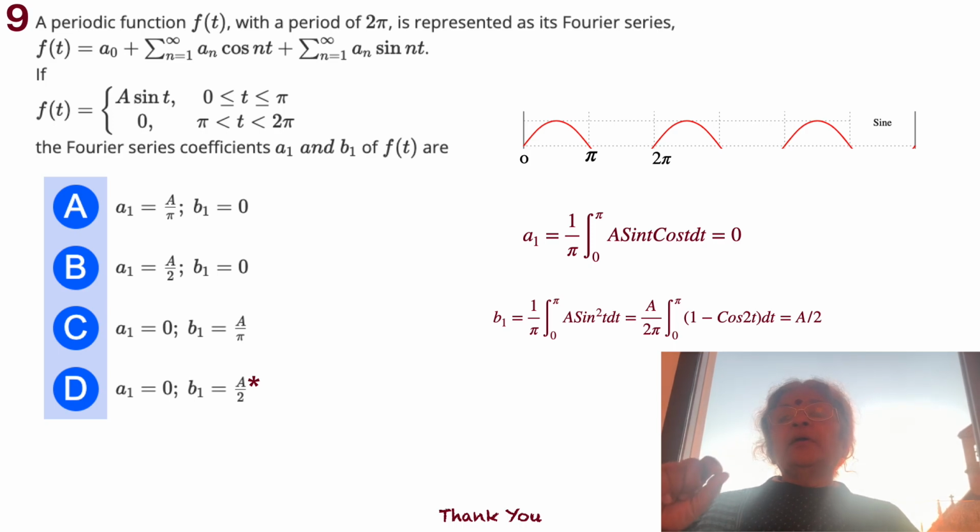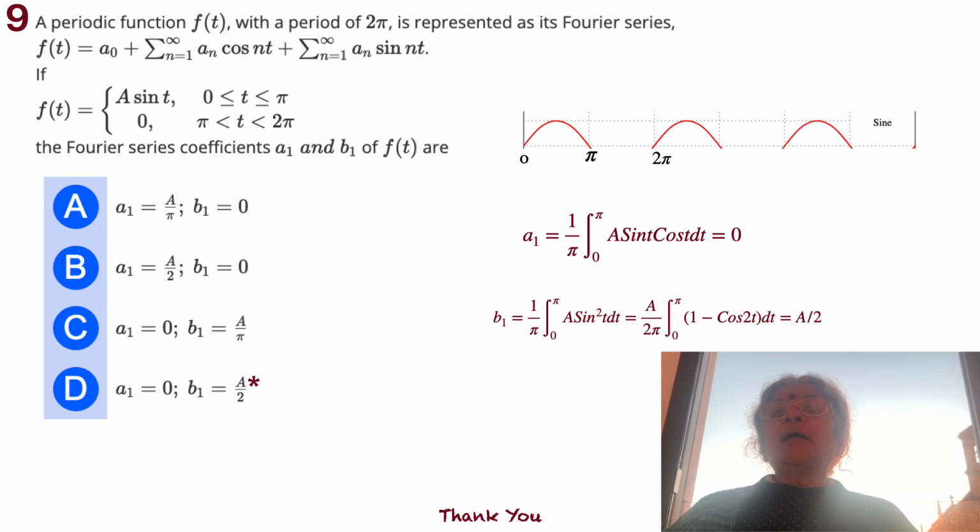Otherwise, for a2, it will be cos 2t. We are asked only a1 and b1. So, with cos t dt, sin t cos t will give you sin 2t by 2. And if you integrate sin 2t between 0 and 2 pi, you will get 0 only. So a1 is equal to 0, very simply. Whenever you have a sine value integrated between 0 to pi, or 0 to 2 pi, you are going to get 0. So remember that: sin 2 theta, sin theta, everything is that.